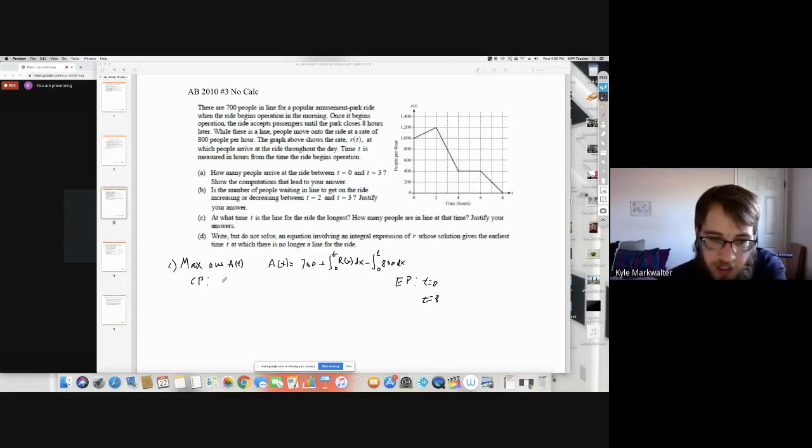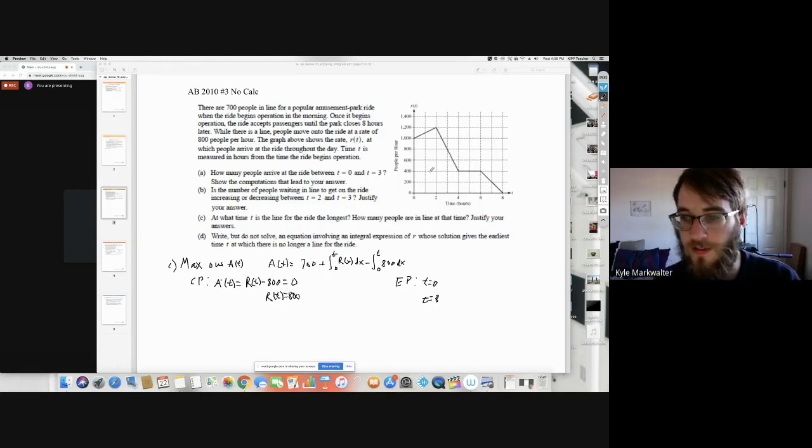So critical points. I need the derivative of A, so I need A prime of t. Derivative of 700, we've done this before actually, is 0. Derivative of the integrals will give us r of t minus 800. We're looking at the rate of change formula. A prime is the rate in minus the rate out, right? So what do I look for? Where is a critical point? This is when this thing is equal to 0, in other words, where r of t equals 800.